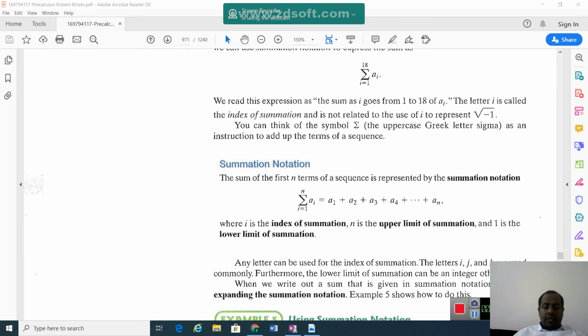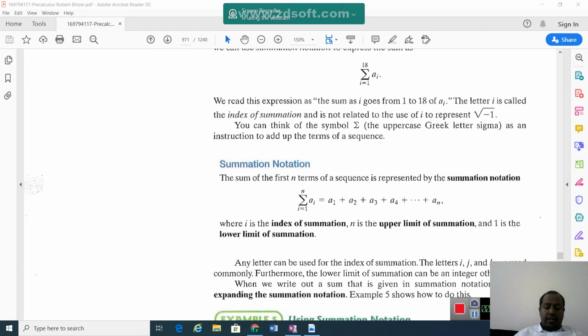Example 4 talks about the summation notation. The sum of the first n terms of a sequence is represented by the summation notation or sigma notation. Here i is the index of the summation, 1 is the lower limit of the summation, and n is the upper limit of the summation. And another thing here, we can use any letter as the index of the summation.